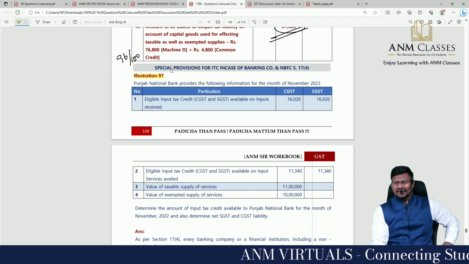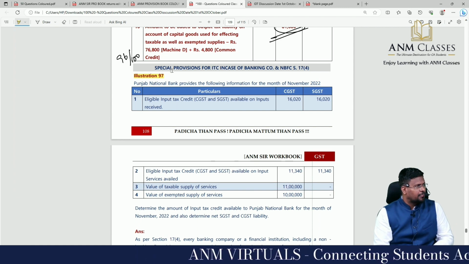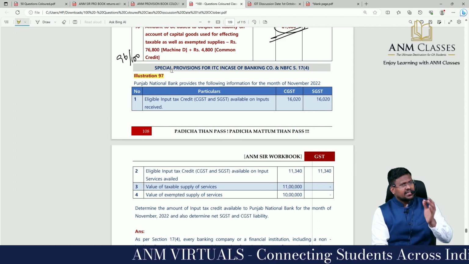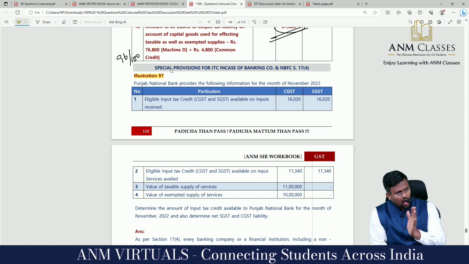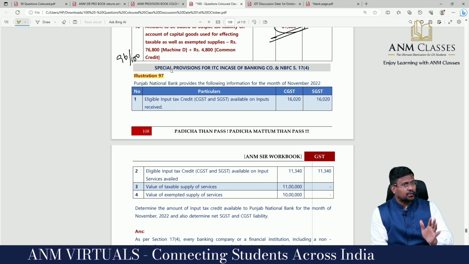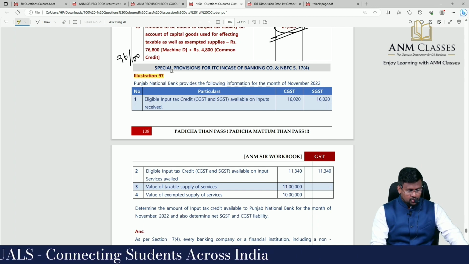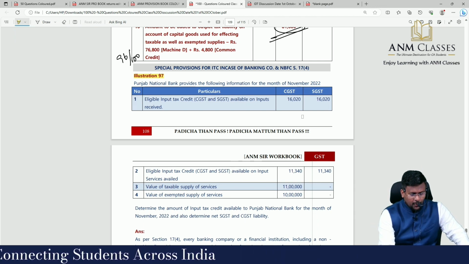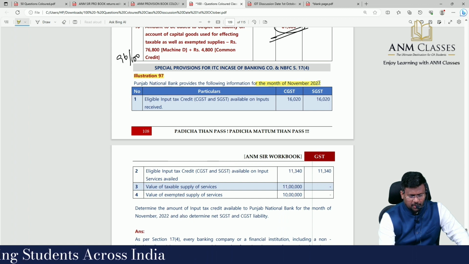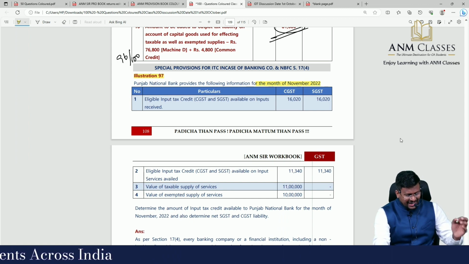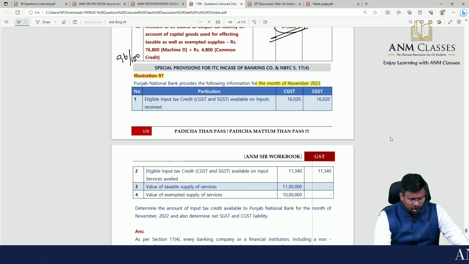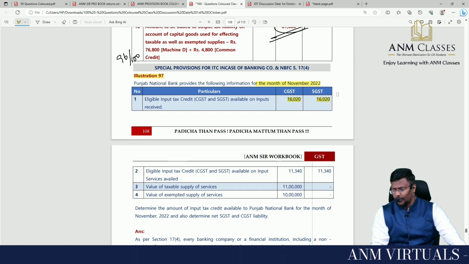The Act is giving an option to banking company and NBFC: either you travel through the normal route or you travel through the 50% route. Punjab National Bank provides the following information for the month of November. Eligible ITC, CGST and SGST available on input received: 16,020 and 16,020.